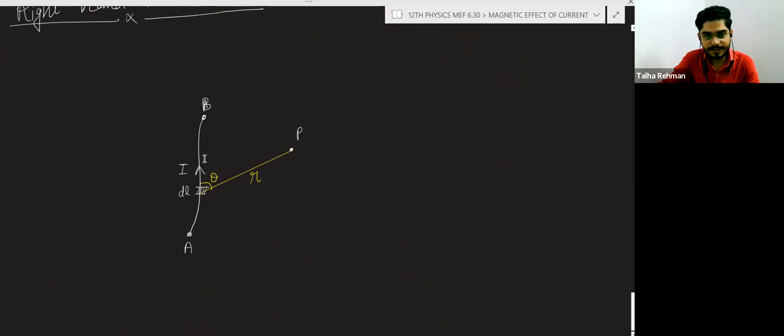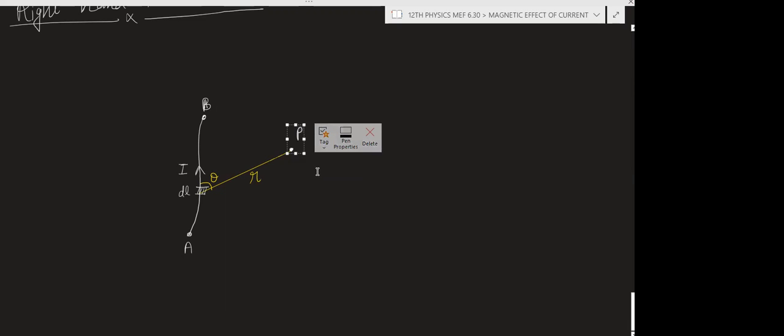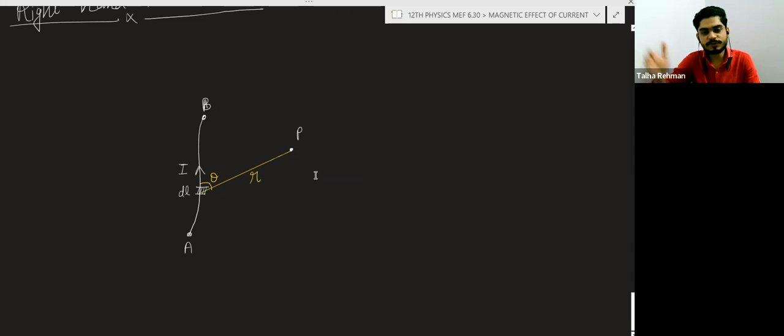you can see first this wire. The current is going in upward direction and the point is on the left side of the wire. Is this point on the left side or the right side, Matthew? Right side. Okay. This point is on the right side of the wire. Okay, very good.